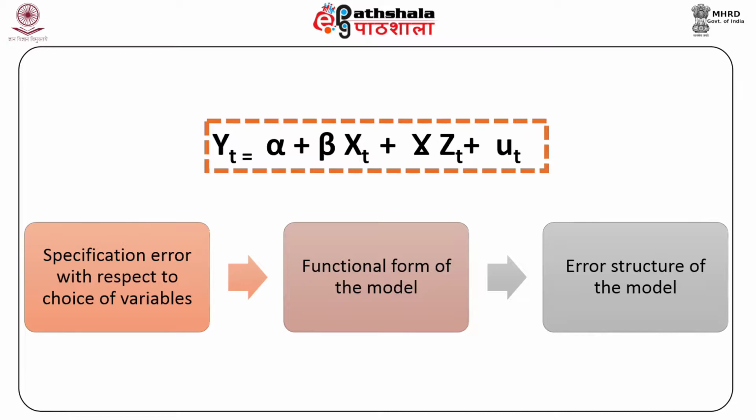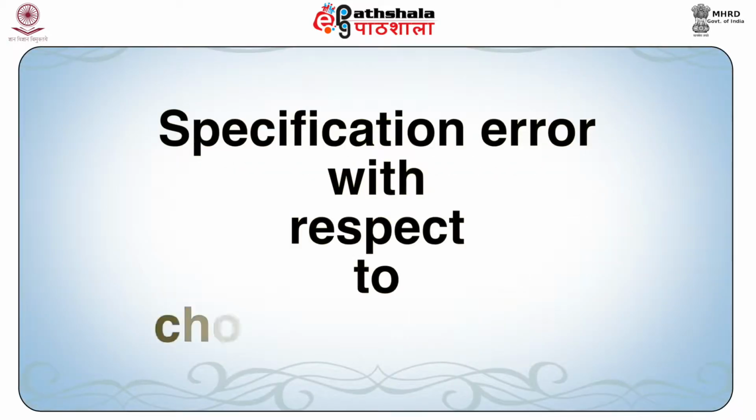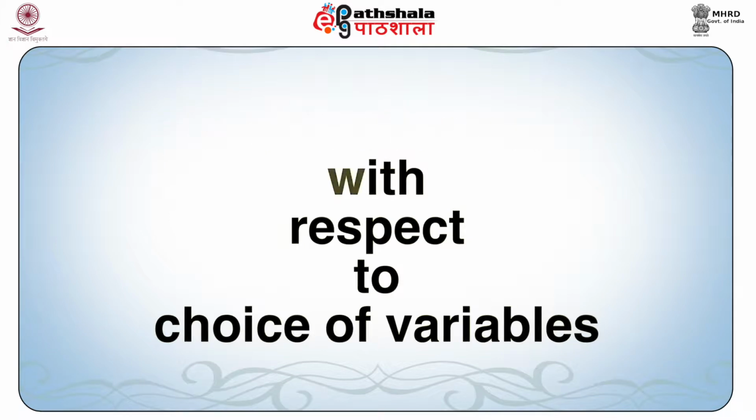These can be attributed to the following reasons: specification error with respect to choice of variables, functional form of the model, error structure of the model. We will elaborate on each of these attributes in the next part. Specification error with respect to the choice of variable. The specification error with respect to the choice of the variable occurs when either one of the variables from the true model is omitted or an irrelevant variable has been included in the model.